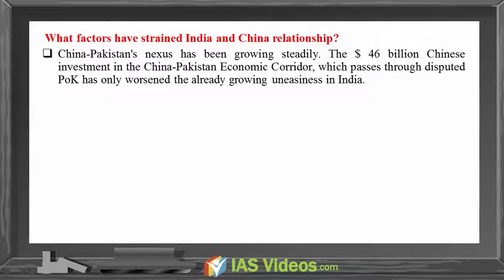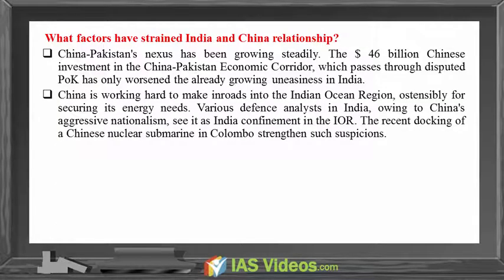China-Pakistan nexus has been growing steadily. The $46 billion Chinese investment in the China-Pakistan Economic Corridor, which passes through disputed POK, has only worsened the already growing uneasiness in India. China is working hard to make inroads into the Indian Ocean region, ostensibly for securing its energy needs. Various defense analysts in India, owing to China's aggressive nationalism, see it as India's confinement in the IOR. The recent docking of the Chinese nuclear submarine in Colombo strengthens such suspicions.